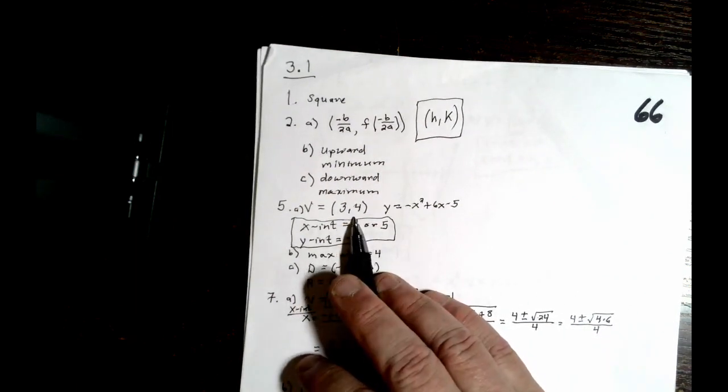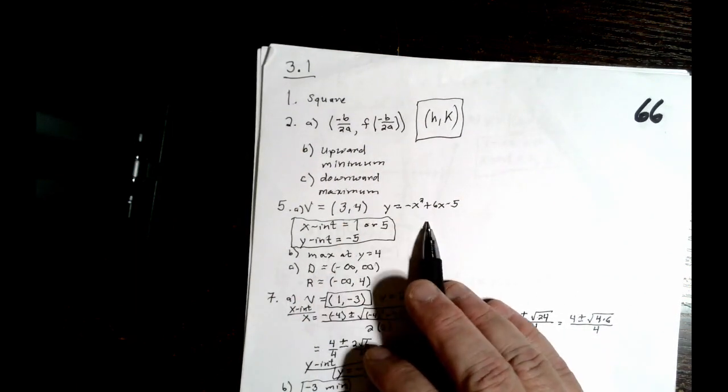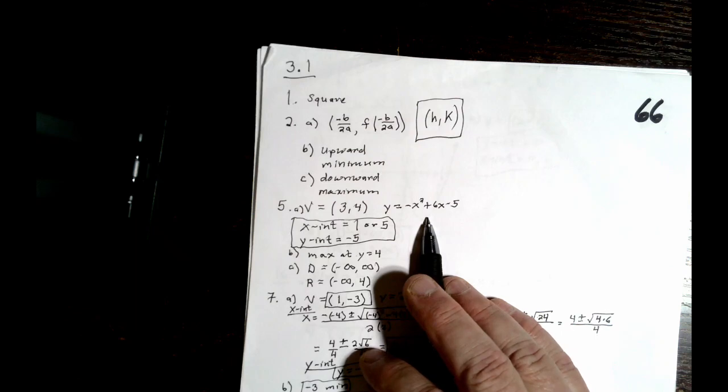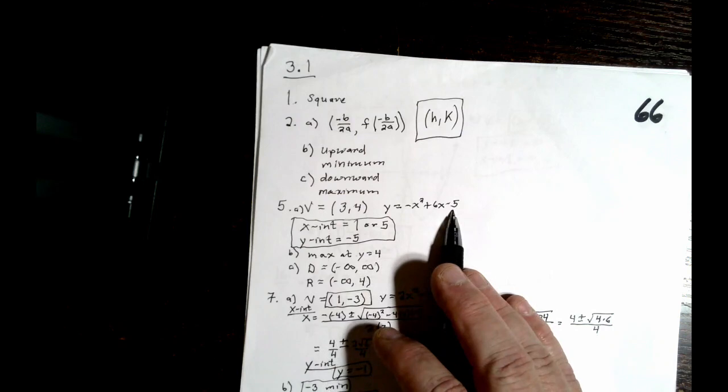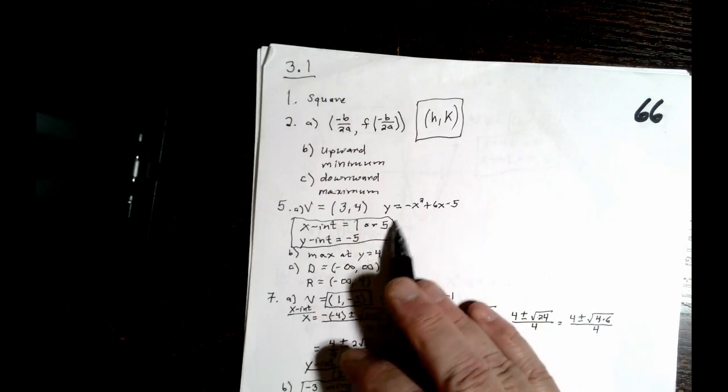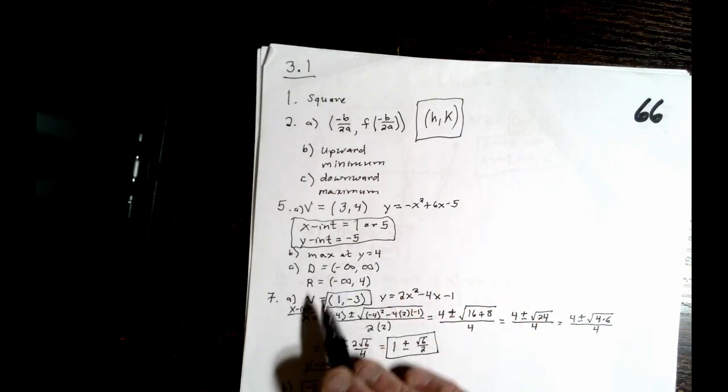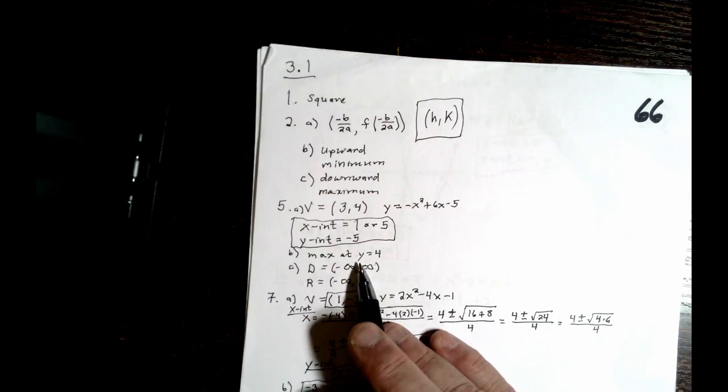Okay, and then question 5. Question 5 says, they give you a graph and they say find the coordinates of the vertex, and you can just look at the graph and you can figure out its vertex. It's not too hard to figure that out. And the x and y intercepts by factoring this and set it equal to 0, or by letting x equals 0 and you get y equals negative 5. Part B, find the maximum or minimum value of f.